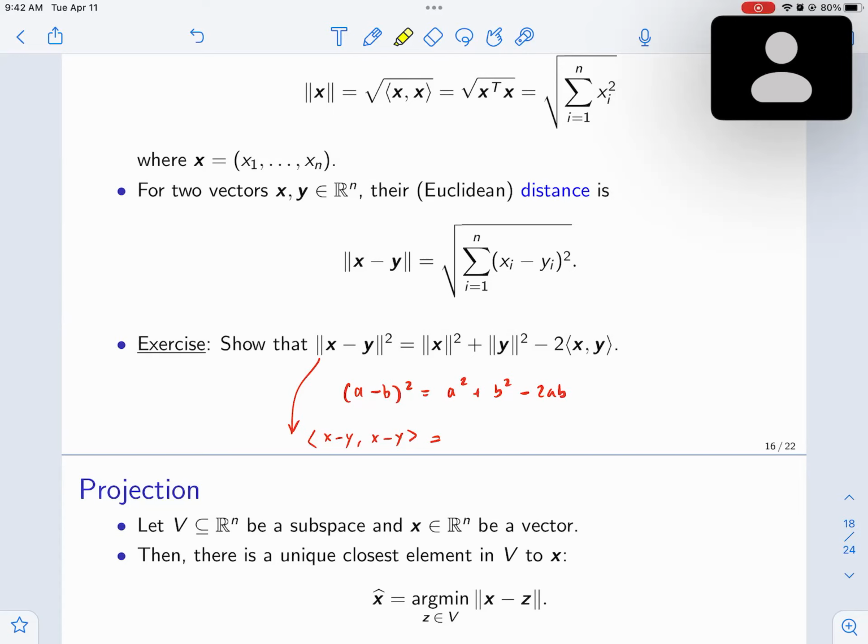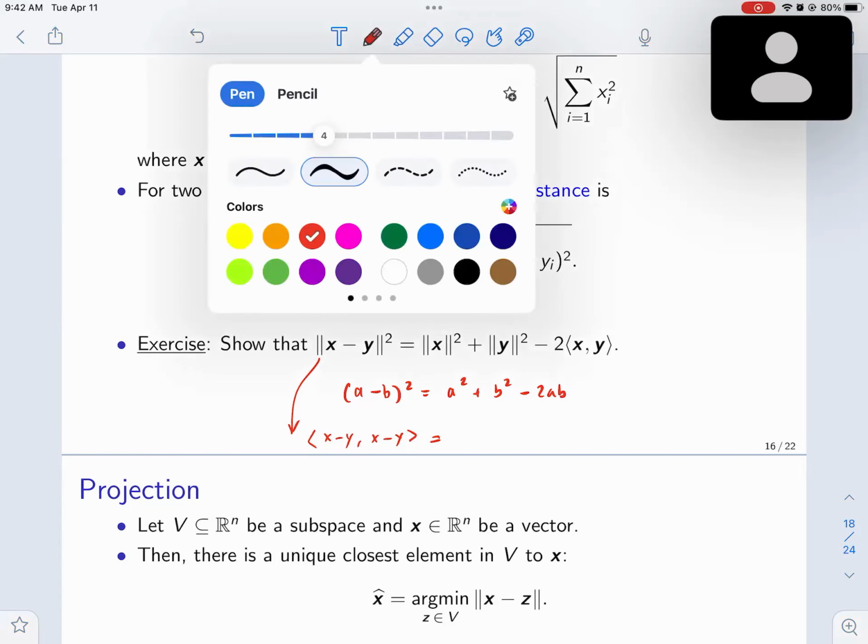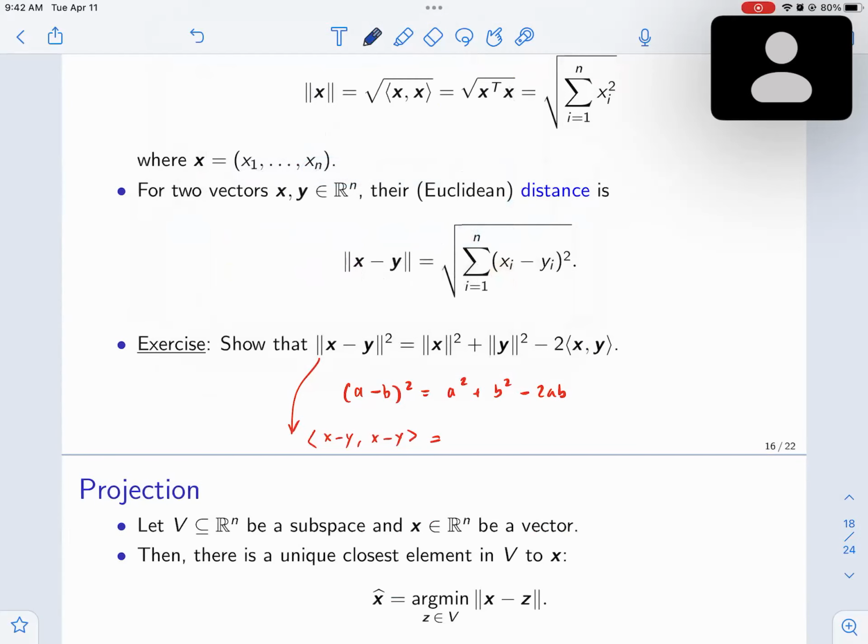A minor comment here on the terminology: the inner product is bilinear. So a bilinear form. Does anyone know what I mean by bilinear form?